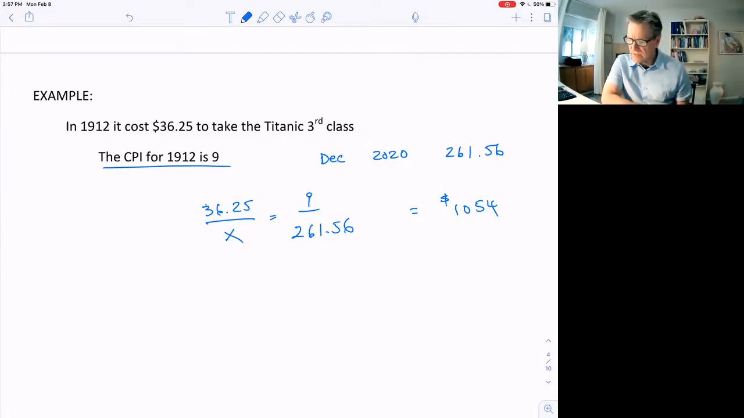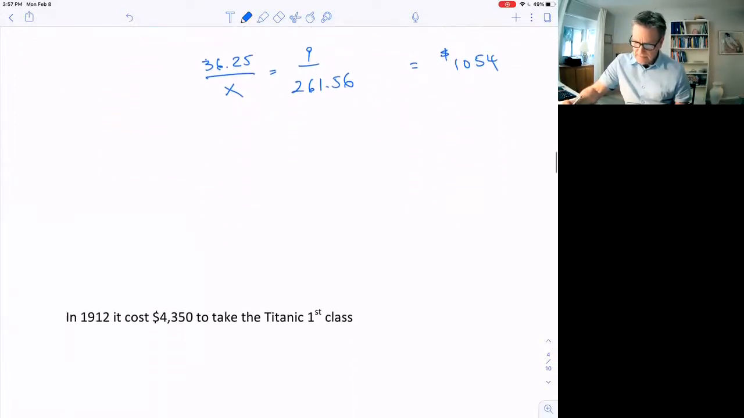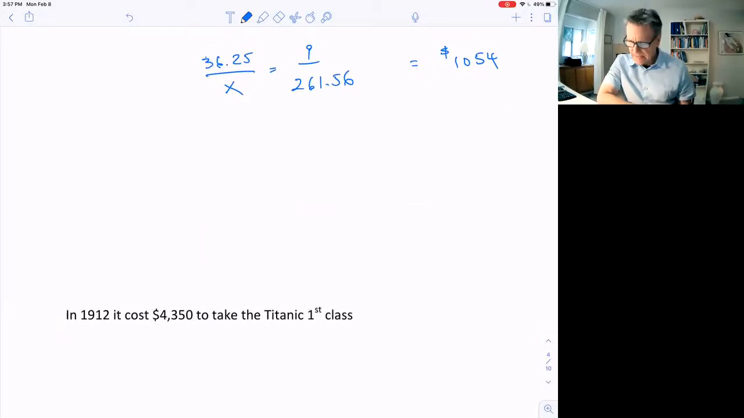$1,000, which is enough to take that unfortunate trip on the Titanic. Now, if you went first class on the Titanic in 1912, the price was $4,350. That was the nominal price in 1912. How much is that in today's dollars?